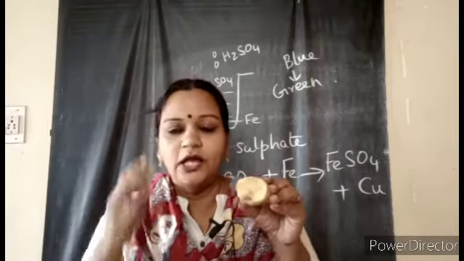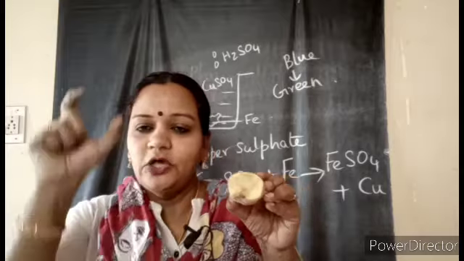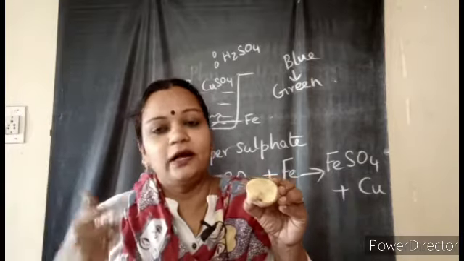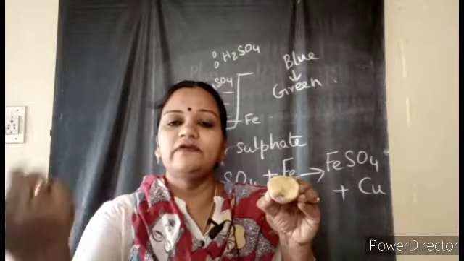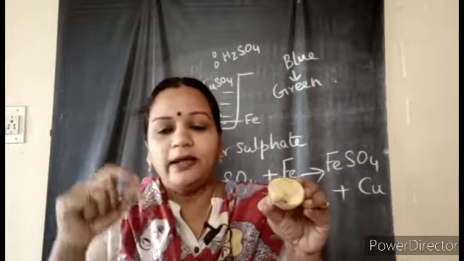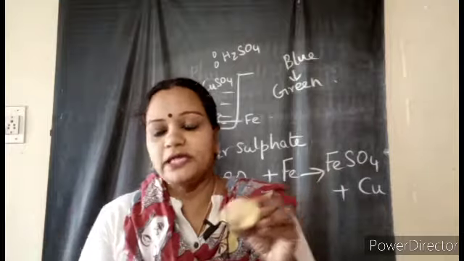Even in brinjal, you cut and keep the brinjal for some time, you will see it is becoming blackish color. That is also one example of oxidation, because the brinjal is reacting with the oxygen in the air, and that is how the color is getting changed.